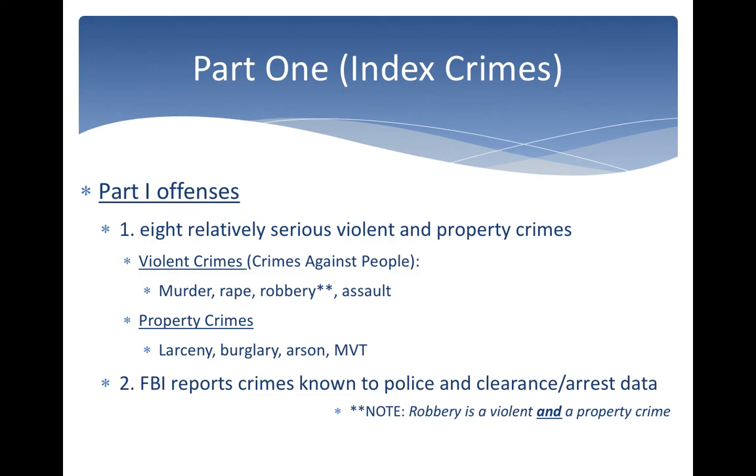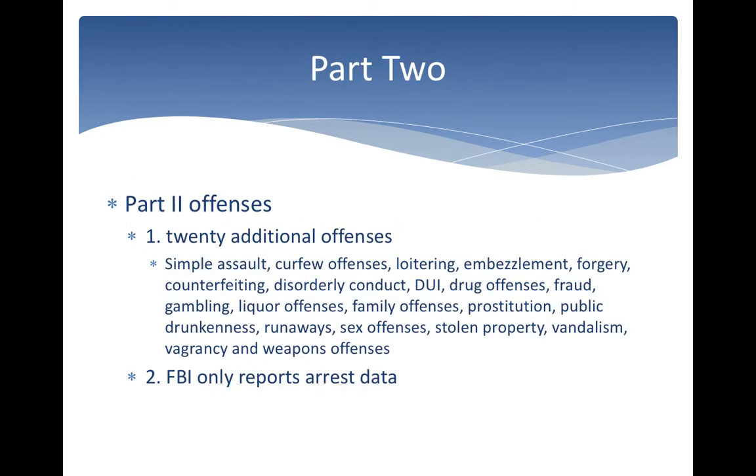So the FBI reports these crimes known to the police, clearance, and arrest data. Remember, since this comes from police data, it's not going to include any information about crimes not known to the police. Anything that's not reported is not going to be in here. Part 2 has 20 additional offenses, and for this, there's no data on offenders or victims, just arrest data.